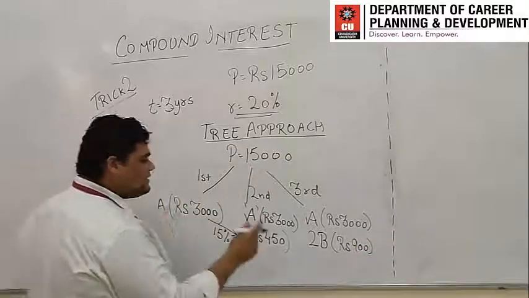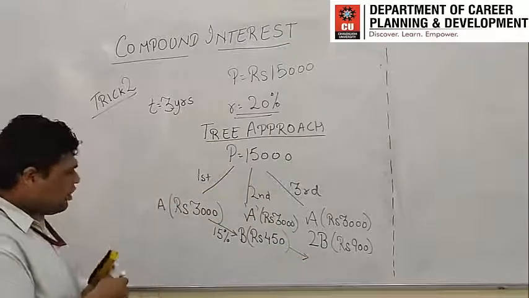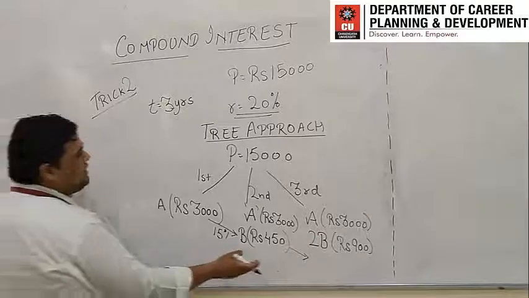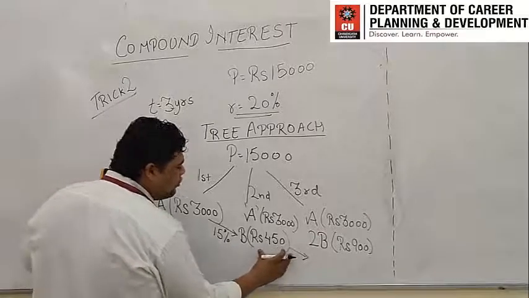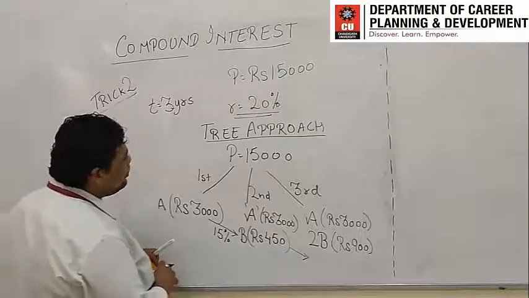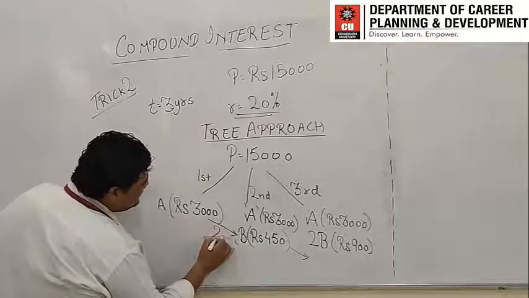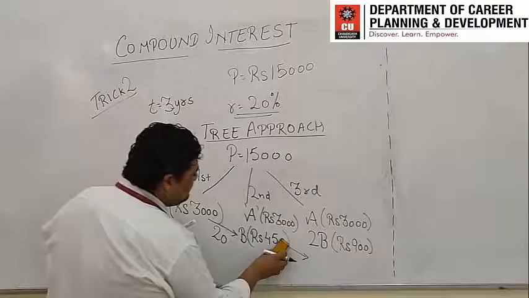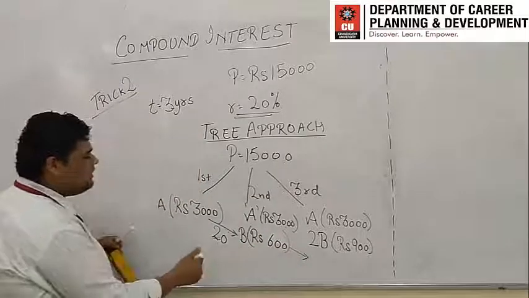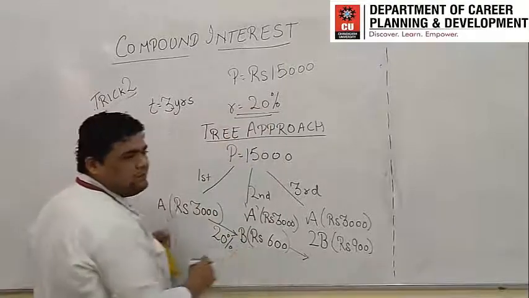Then the interest will also apply on this B. So we have to calculate the 20% of 450. Sorry, we have the rate as 20%. So it will be 600. We are taking the rate as 20%, so here the B will be 600.